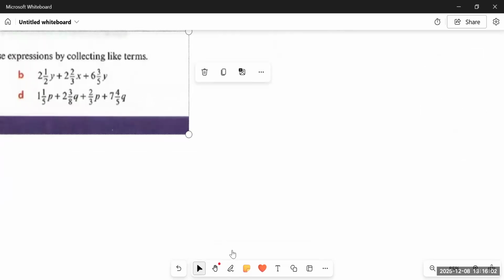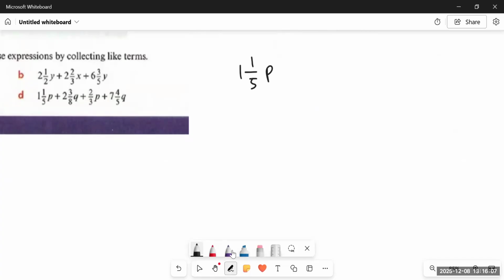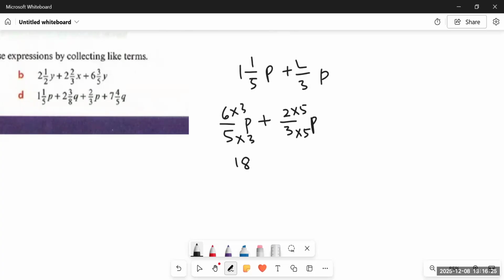And then the last part is very simple. It's 1 whole 1 over 5p plus 2 over 3p. And that's 5 ones are 5 plus 1, 6 over 5p plus 2 over 3p. So we'll multiply 2 with 3 and 6 with 3 and 5 with 3, and it becomes 18p over 15 plus 10p over 15. And here we have 2 whole 3 over 8q.